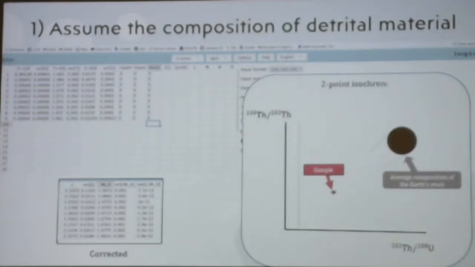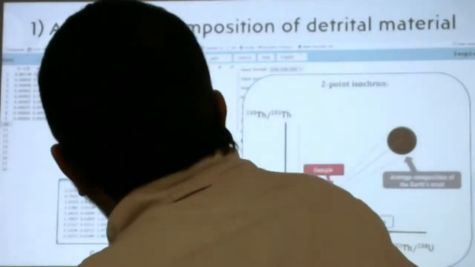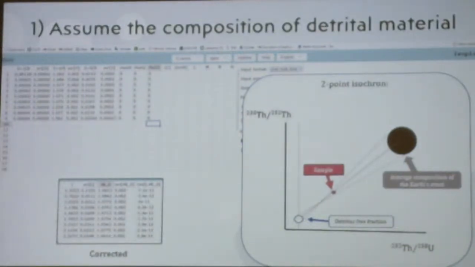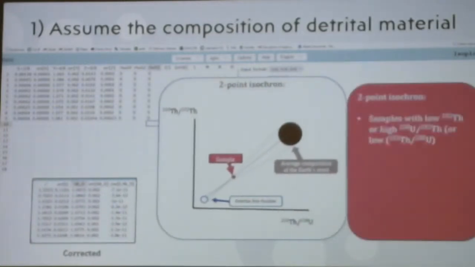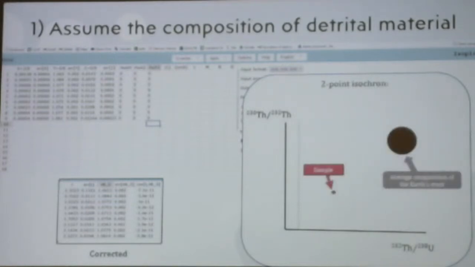Basically, when we are projecting our composition towards the detritus-free fraction, this is zero. Zero in this axis basically means that there is no thorium there. Basically, the uncertainty is actually larger. Why? Because we have a large correction. The uncertainties in the detrital material are large. So this is what is called a 2-point isochron. Sorry, because we have 1 point, 2 points, and boom, we have a detrital correction. So this is really a 2-point isochron.